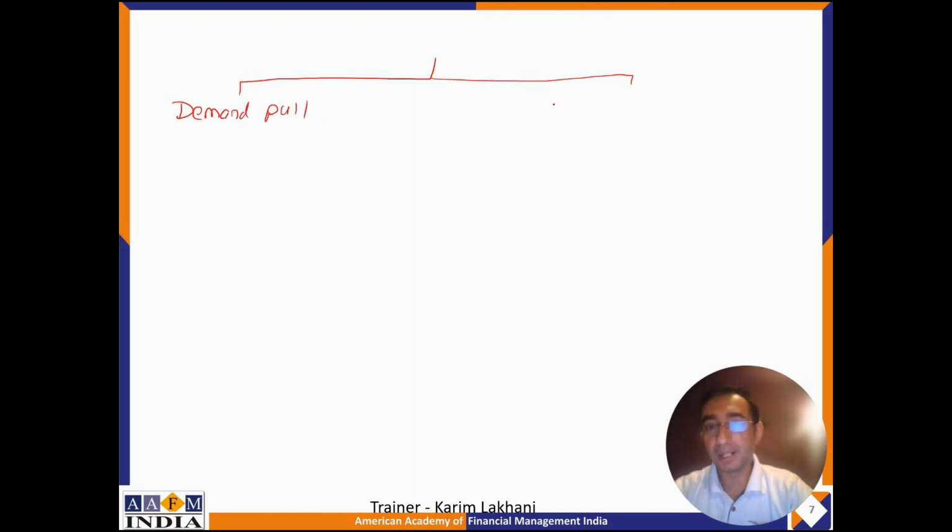So when we talk about inflation, we have already made a few videos in the past about inflation. What is inflation? Inflation is a rise in cost of living or reduction in the purchasing power of money. Now, the question asks about the difference between demand pull and cost push. There are two reasons why inflation happens. One reason is called demand pull inflation, and the second reason is cost push inflation.